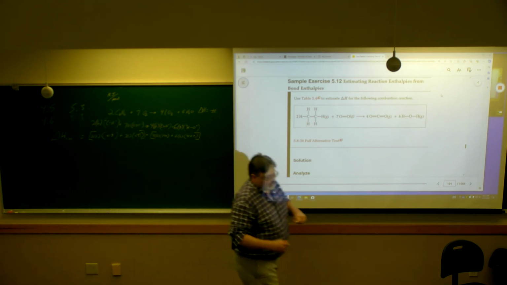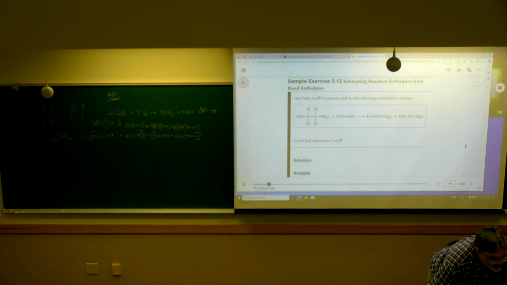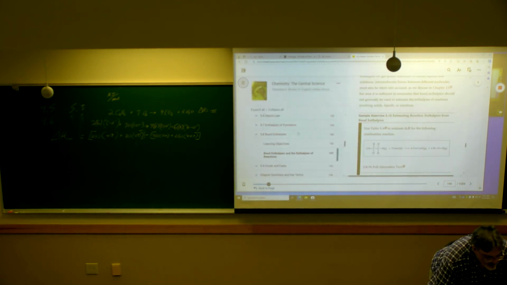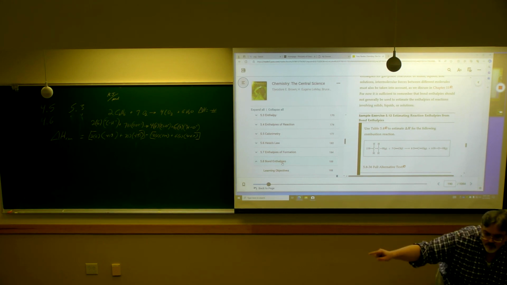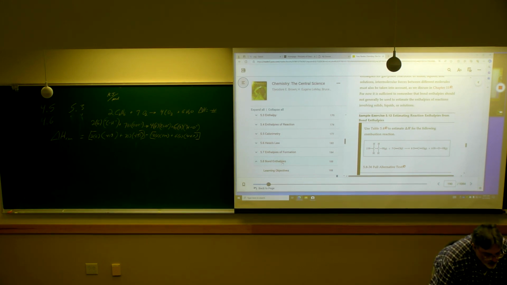Let me open this. There's calorimetry, Hess's law, enthalpies of formation and bond enthalpies. We're on bond enthalpies. That's a chart of bond enthalpies. These are really 4 ways to find the delta H. Calorimetry is the experimental way to do it. And these are 3 theoretical ways to calculate delta H. And that's where we're going. But the bond enthalpies, I think, is the most intuitive. So I started there.